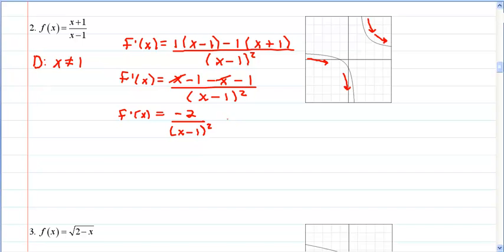So the numerator of the first derivative is negative, and the denominator will always be positive because it's being squared. So therefore, a negative first derivative is always decreasing, and therefore it's monotonic and has an inverse.